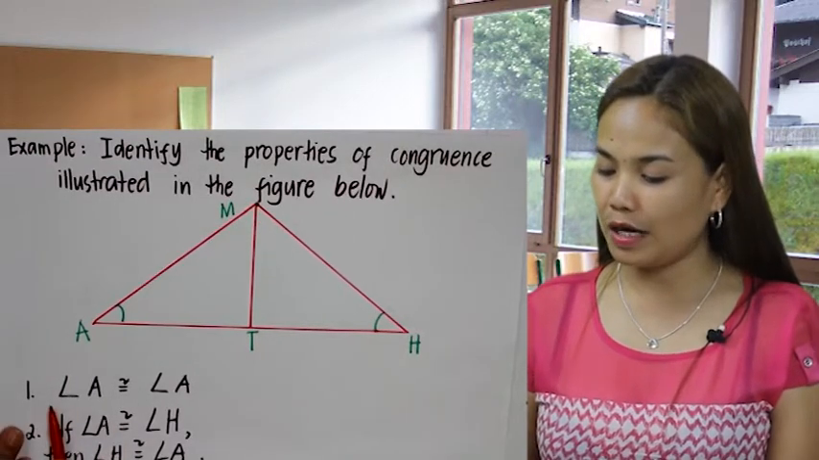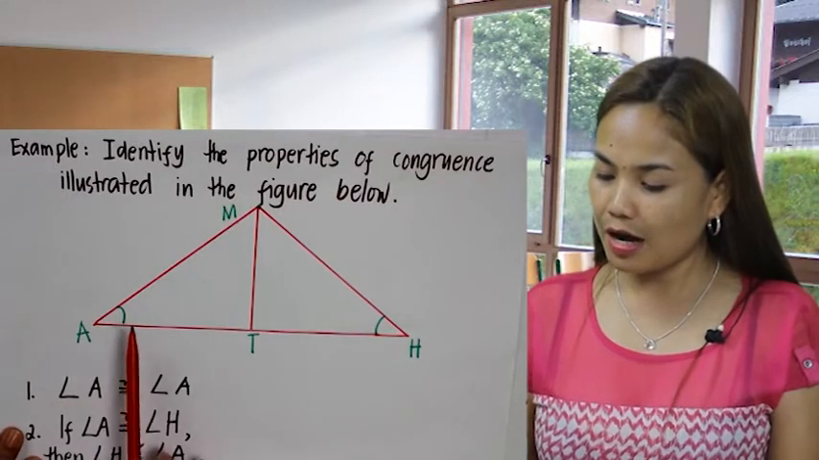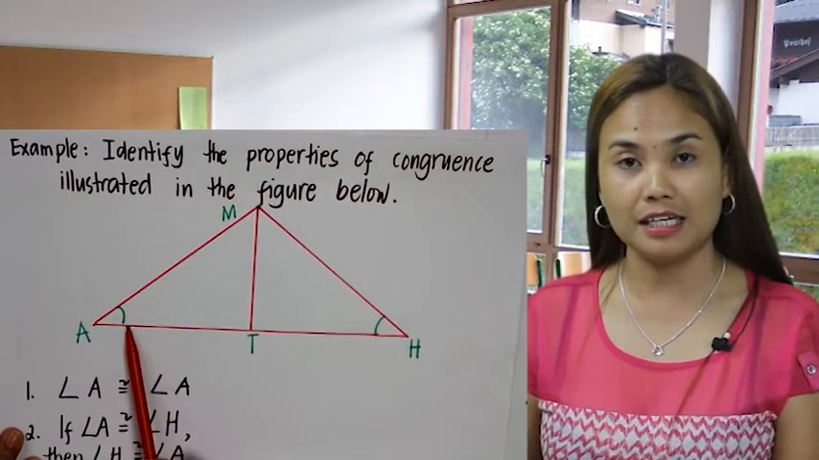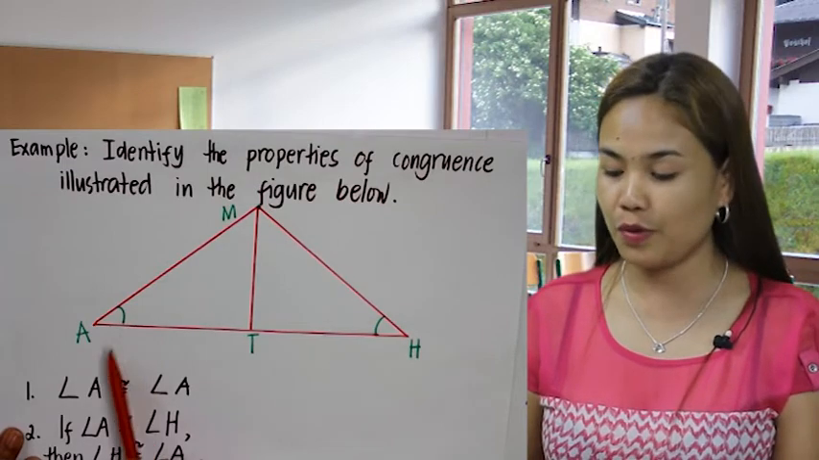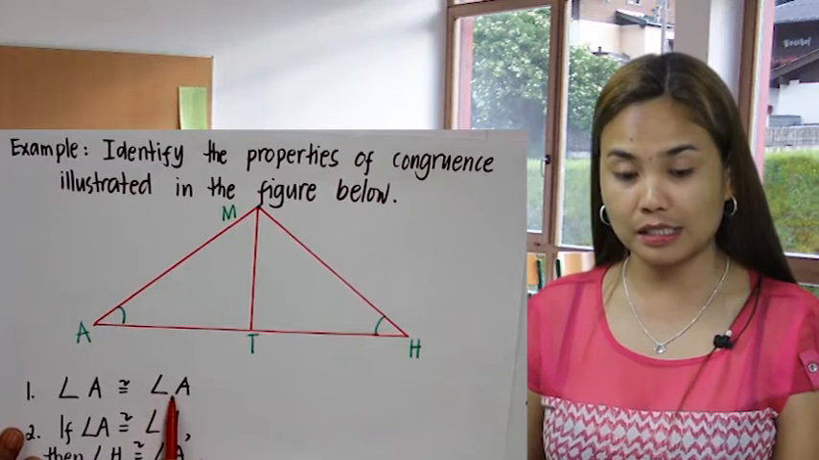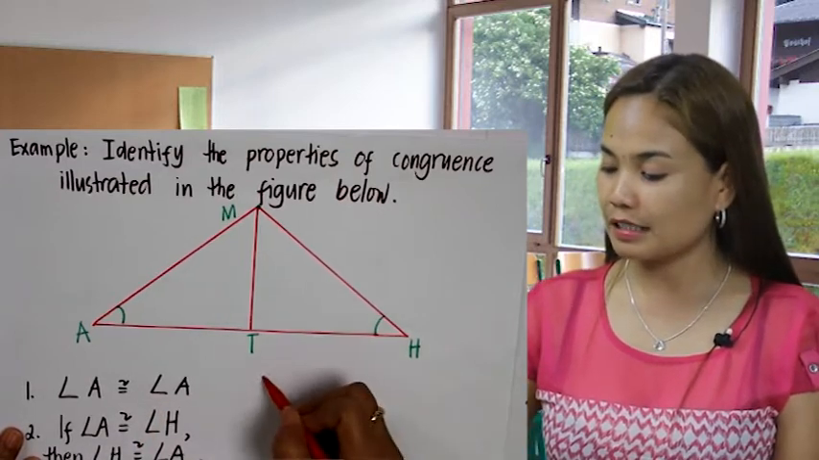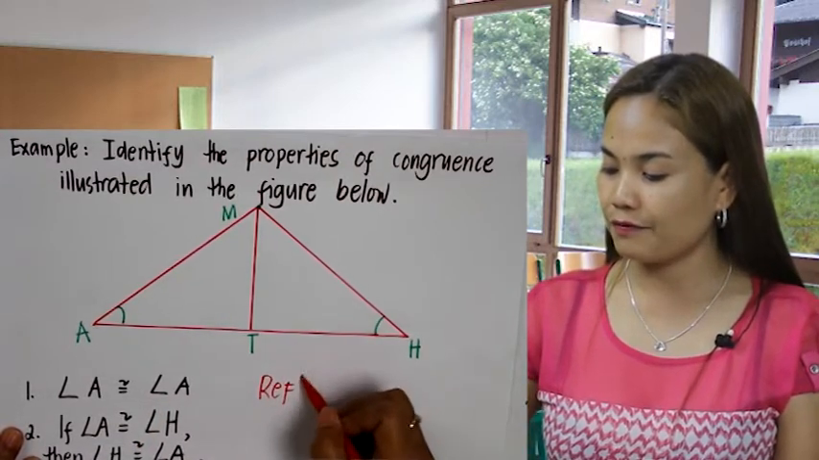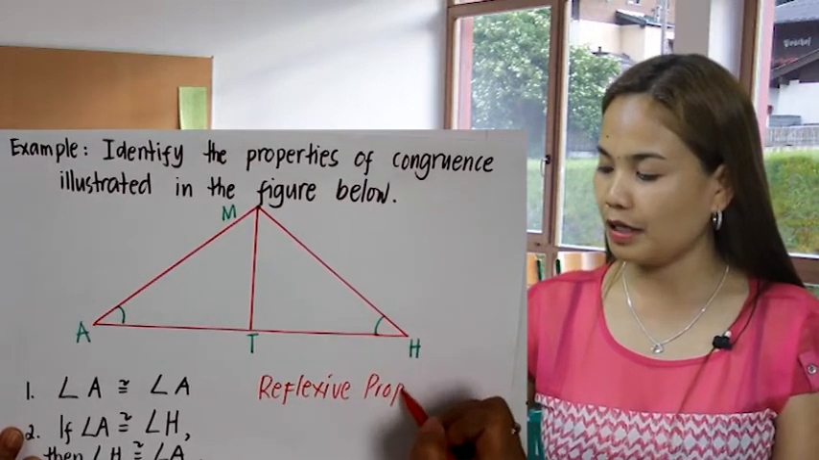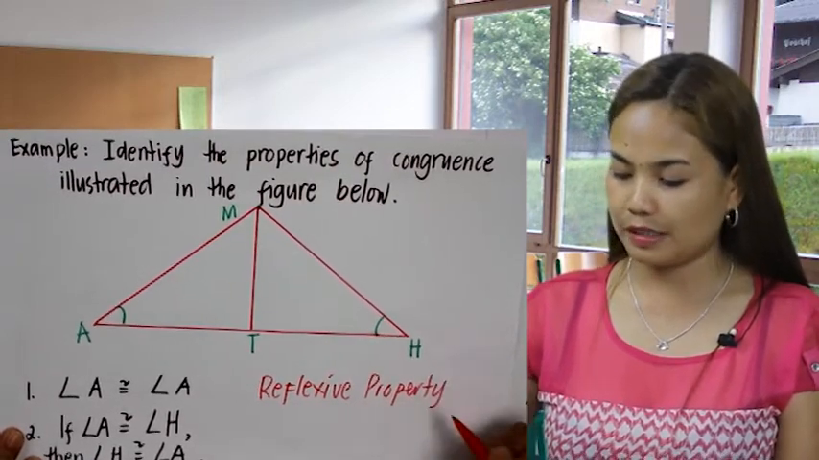Okay, in number 1, if angle A is congruent to angle A, which property of congruence is this? Angle A is equal to angle A, so it is equal to itself. So this is the reflexive property. Okay, reflexive property of congruence.